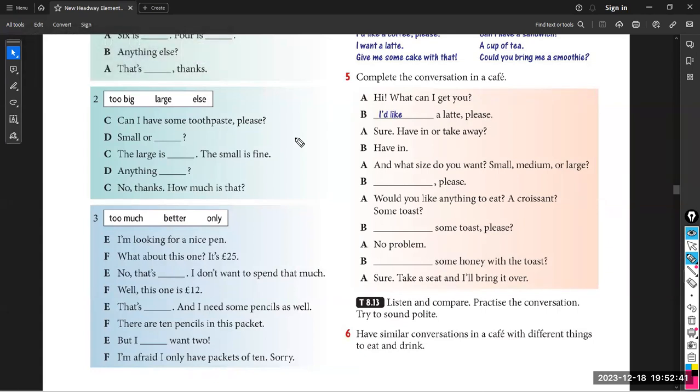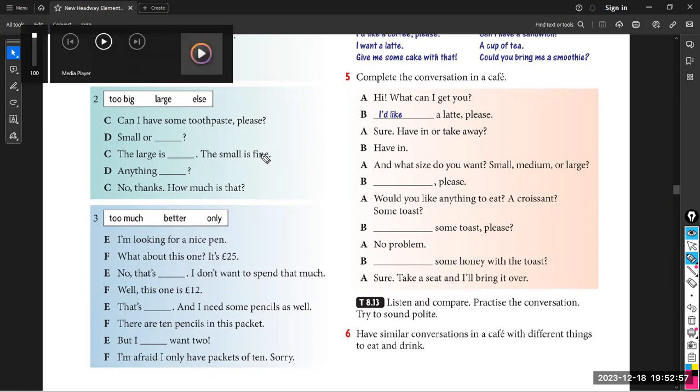Two. Can I have some toothpaste, please? Small or large? Well, the large is too big. The small is fine. Anything else? No, thanks. How much is that?